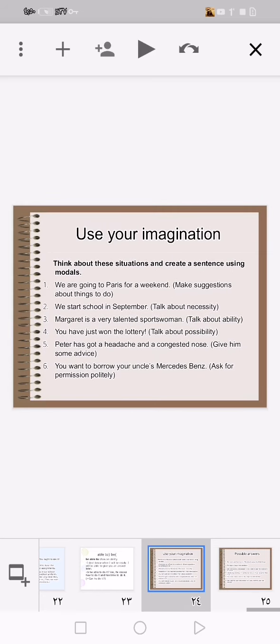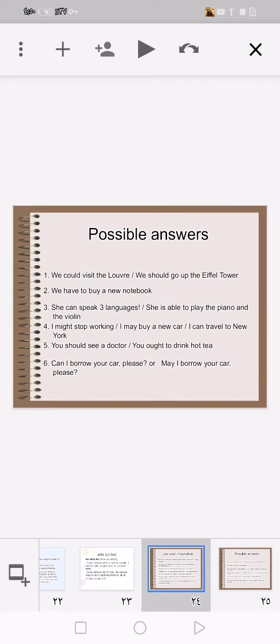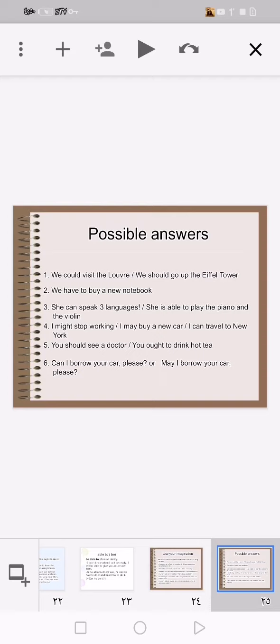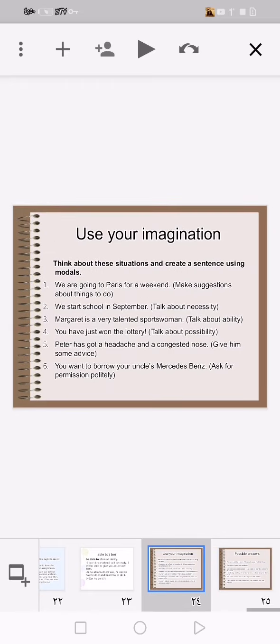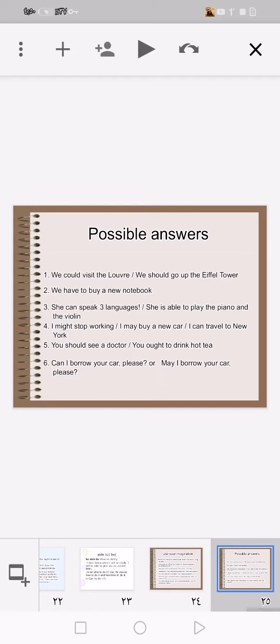Number 6: we want to borrow your uncle's Mercedes-Benz. Ask for permission politely. يعني أنه أنت تريد تستعير هذه السيارة، فاسأل بطلب مؤدب. الإجابة: Can I borrow your car please? Or إجابة ثانية: May I borrow your car please? تقدر تستعمل Can I borrow your car please? Or May I borrow your car please? هاي طبعا آخر possibility. If you have any question just let me know.